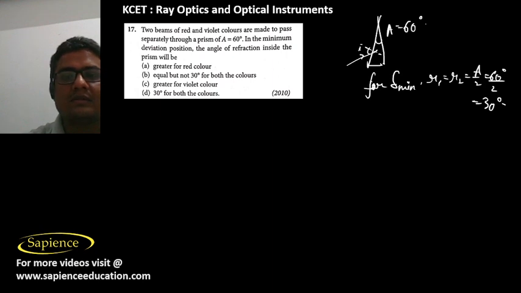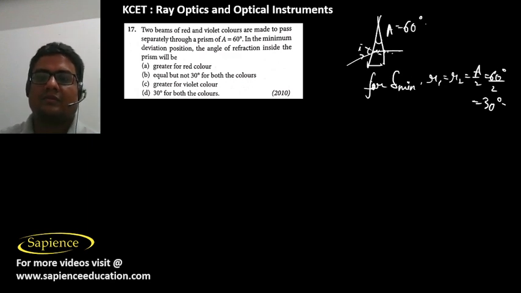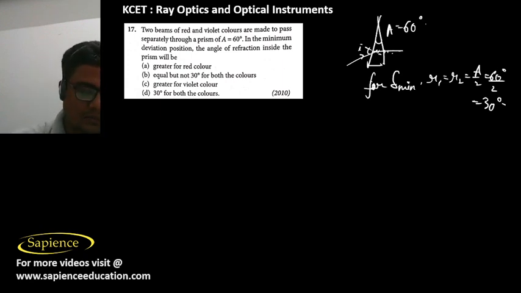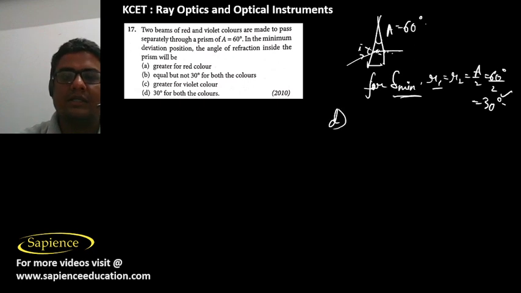Here this is I, this is R. Angle of refraction inside the prism in the minimum deviation position, that will be 30 degree for both the colors. Since for minimum deviation we should have R1 equal to R2, that is 30 degree for any color. So option D is the correct answer.